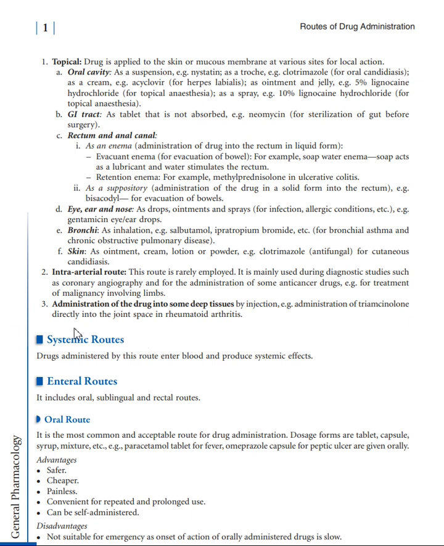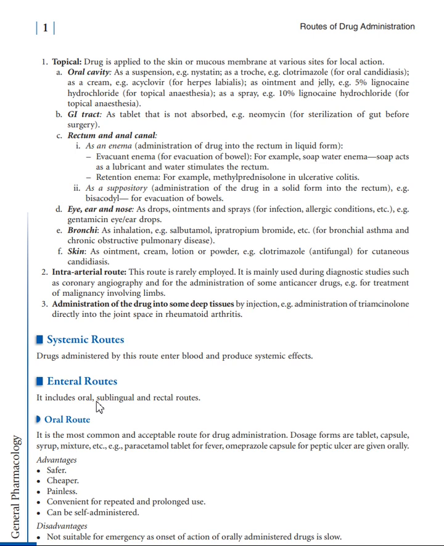What are systemic routes? The drugs that are administered into the systemic circulation or that produce systemic effects by entering through the blood are called systemic routes. We have enteral routes as the first subclassification, in which we have three types: oral, sublingual and rectal routes.